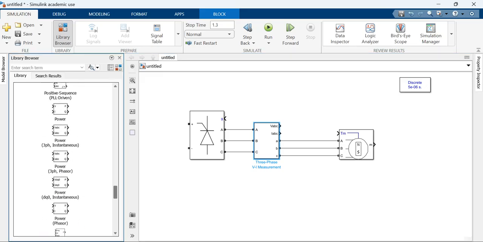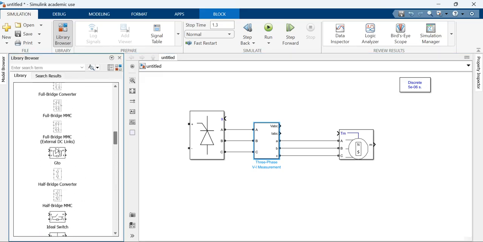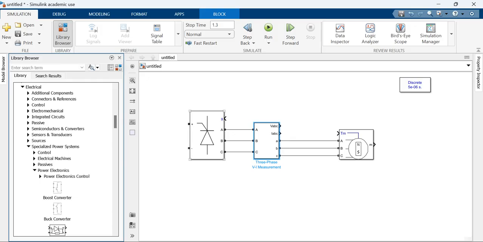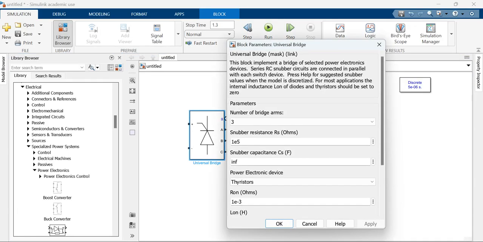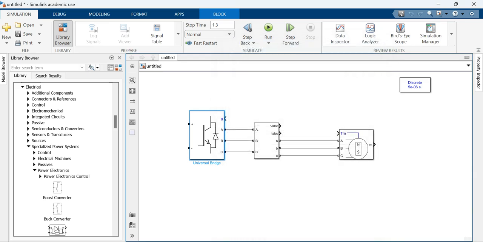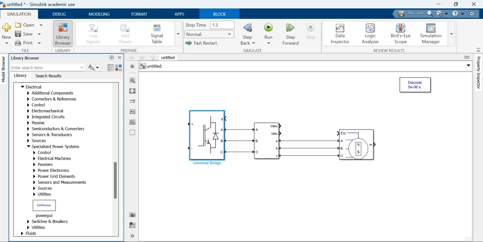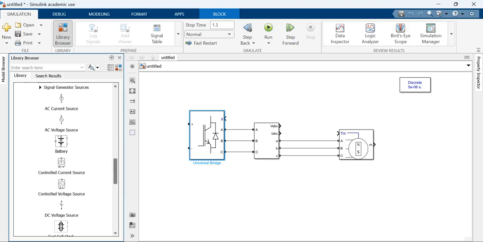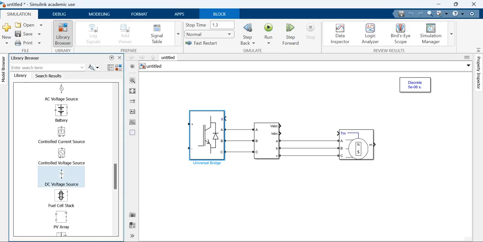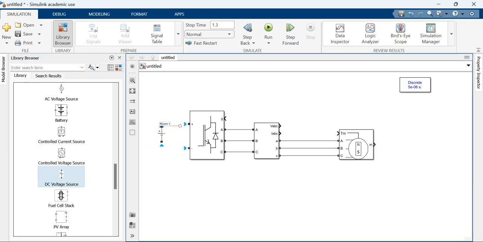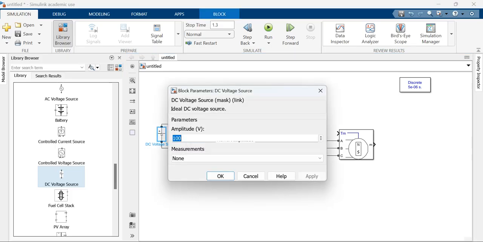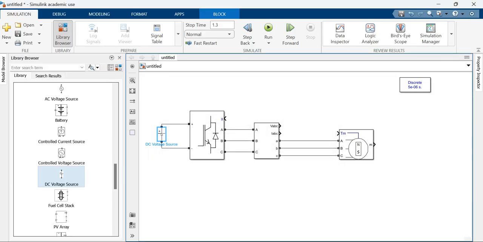Now I need a DC power supply to feed this. So double click on the universal bridge and replace this thyristor with IGBT with diodes. Click apply and give OK. And I need sources. Go to sources. In the sources, you have a DC voltage source. Drag it, put it on the screen and connect it here and change that DC voltage source to a voltage of 350 volts.